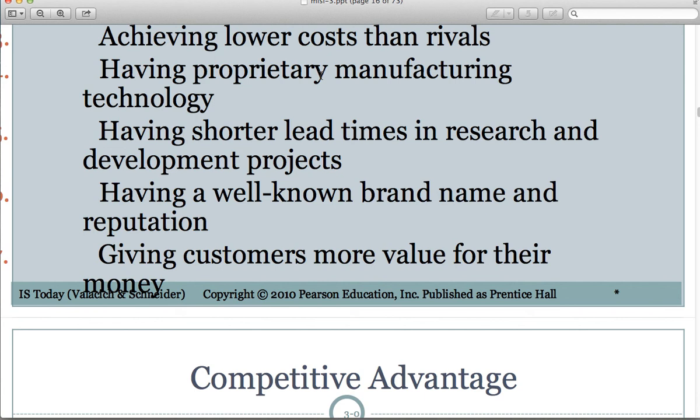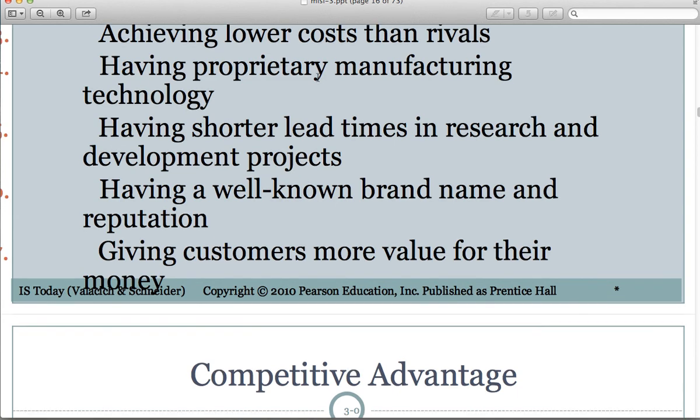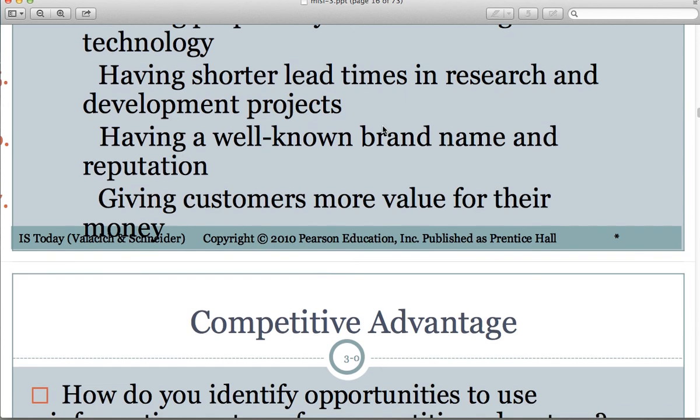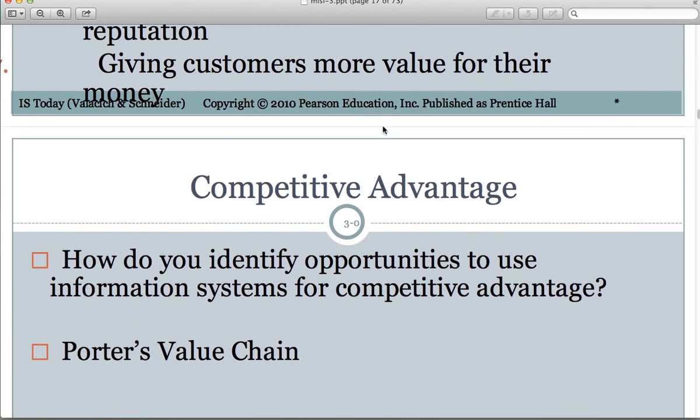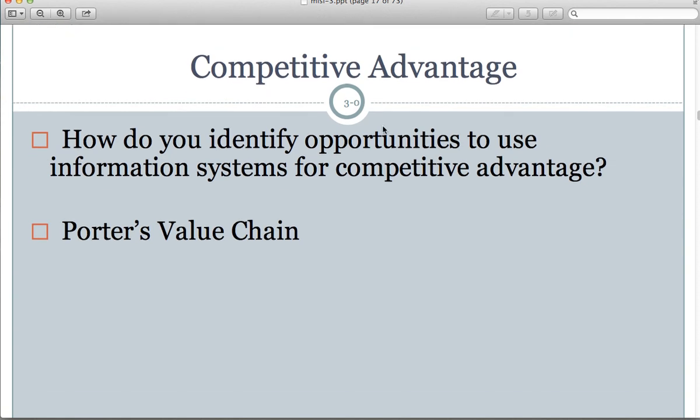And you're wondering, well, doesn't that look like that other product over there? Well, because they're sharing. They don't have their own proprietary manufacturing. They're sharing plants, parts, pieces. They're just coming out with different brand modeling. So having shorter lead times in research and development, that could also help. Having well-known brand names and reputation, that's also good. Giving customers more value for their money, well, that's always a selling point as well.